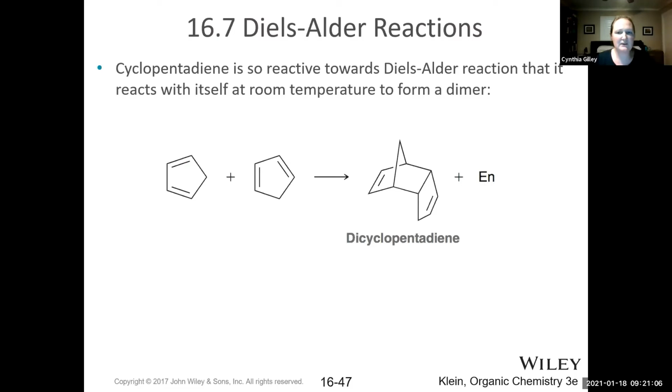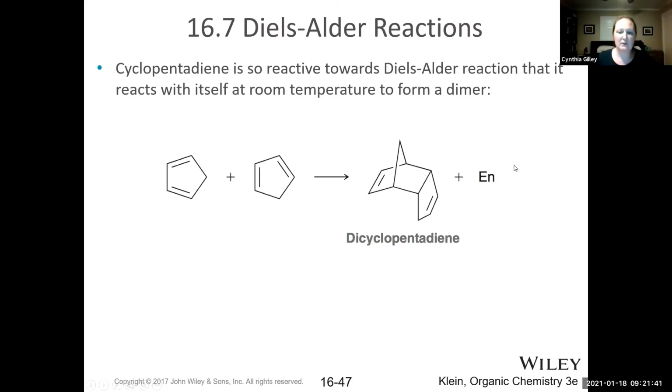Cyclopentadiene is so reactive towards Diels-Alder reactions that it would actually react with itself at room temperature in a matter of 1 or 2 hours. So if cyclopentadiene is left out at room temperature, it undergoes a Diels-Alder reaction with another cyclopentadiene. In one case, we have one molecule acting as the diene, and the other molecule, with only one of the pi bonds reacting, acting as the dienophile. This leads to a compound that is bicyclic, and we call it dicyclopentadiene.